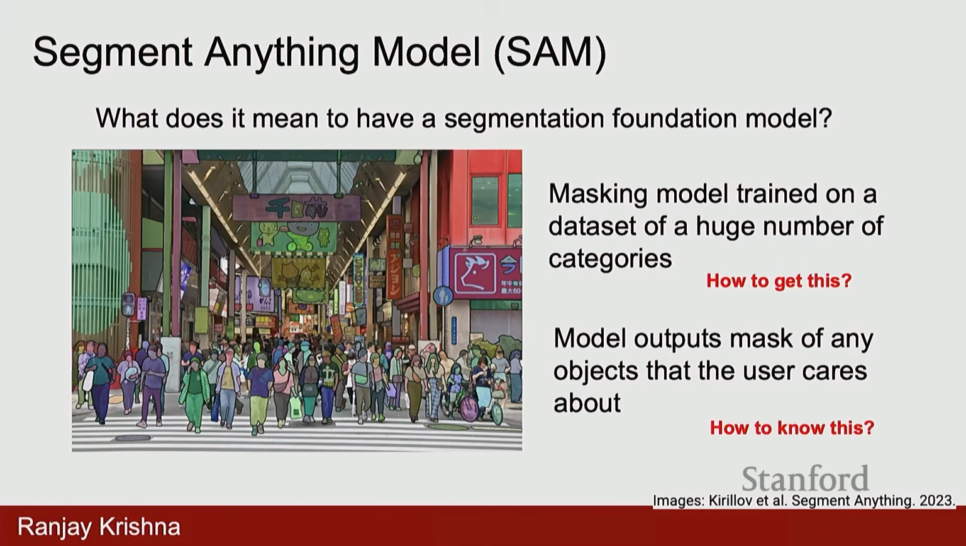So they're both challenges. They're challenges in figuring out how to collect a large amount of data that spans a wide variety of categories, as well as how to design an architecture that really pinpoints what the user cares about. Now, let's start with the second question first.